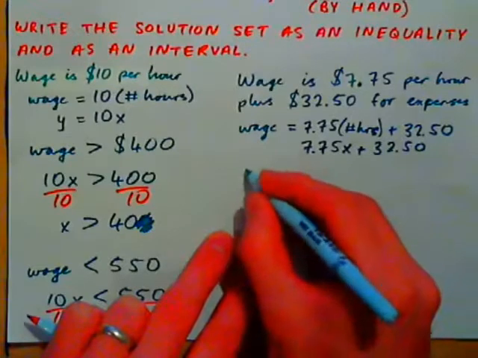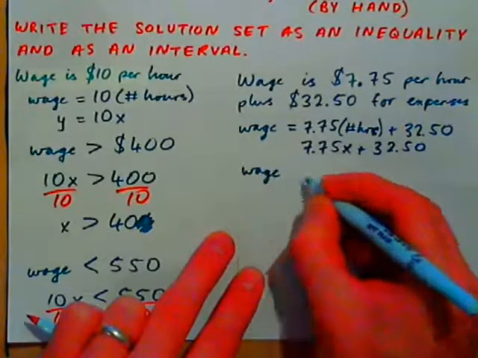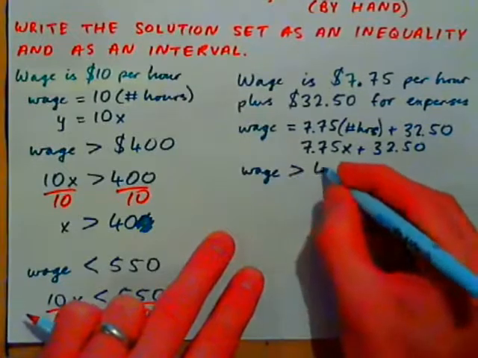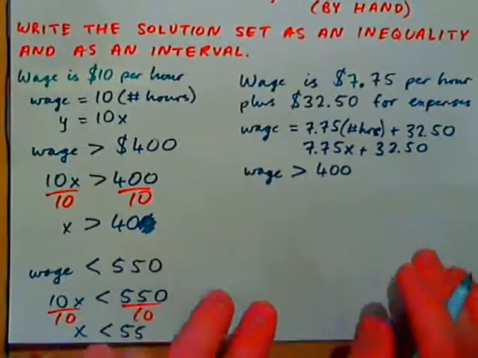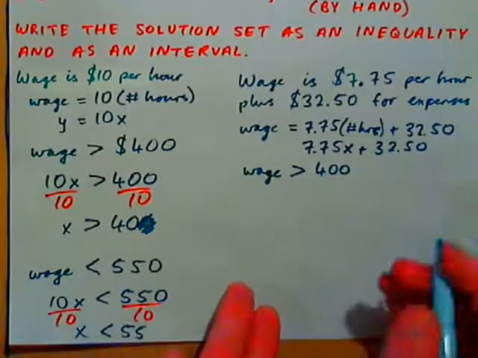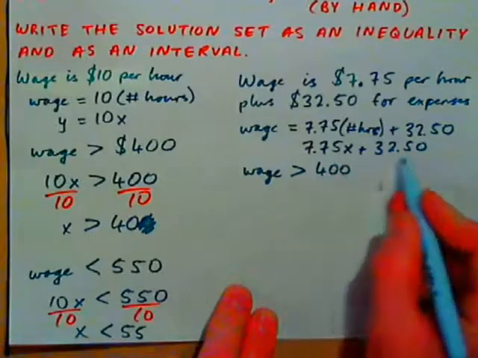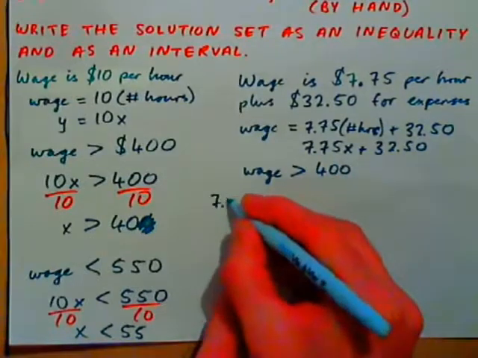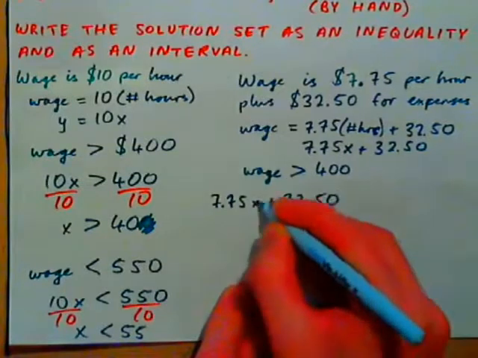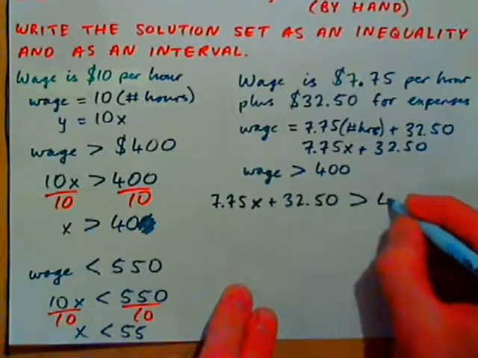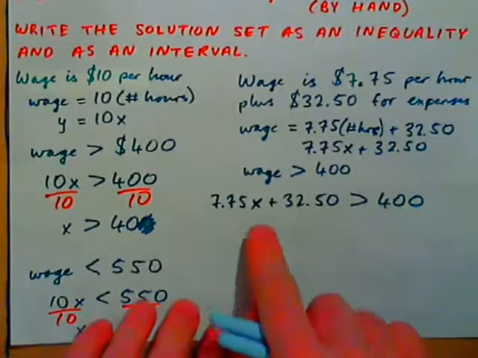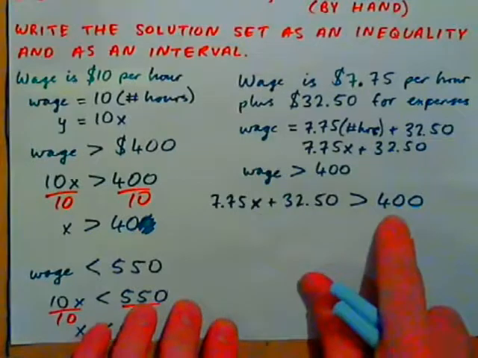Now let's say we want our wage to be more than $400 per week in this job. How many hours do I need to work to get more than $400 per week? So in place of wage, I can put this expression, 7.75x plus 32.50, and write that greater than 400. Now if I solve that inequality, I'll know how many hours I need to work to get more than $400.